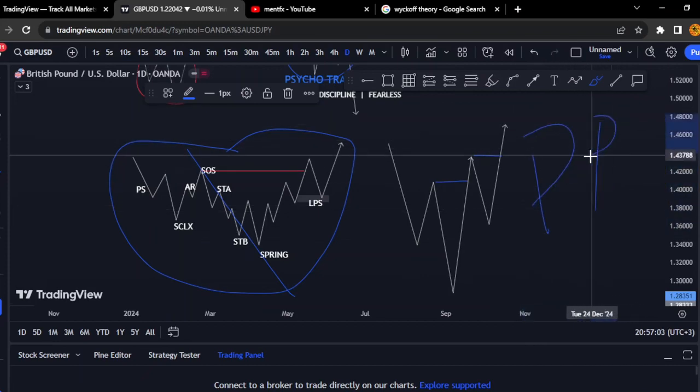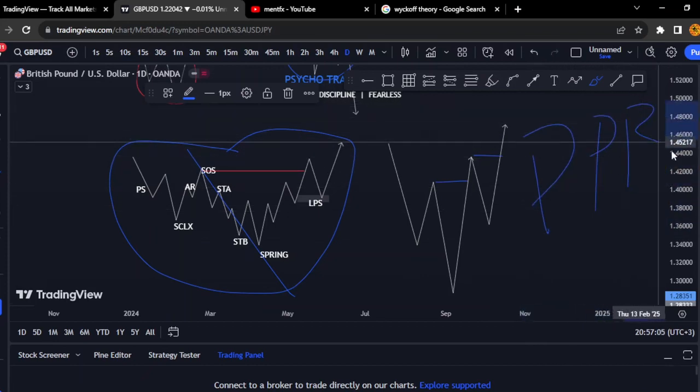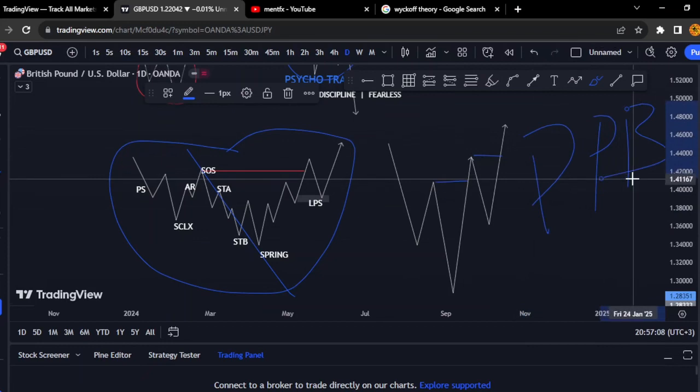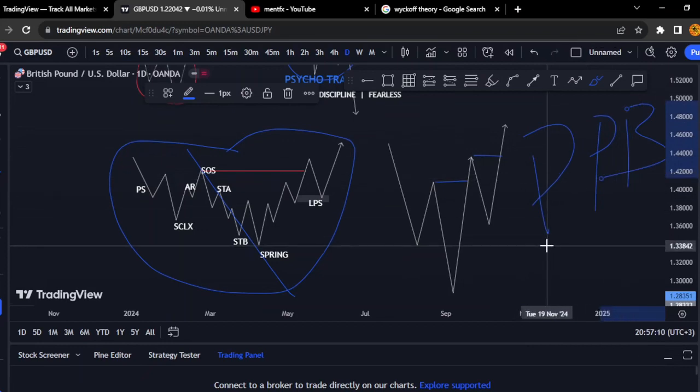And if you guys have been following on my Telegram channel, I've been saying we have two PBs to the upside, so we are going long. We have two PBs to the downside, so we are going short. You have heard me say this countless times if you guys have been following on the Telegram channel.